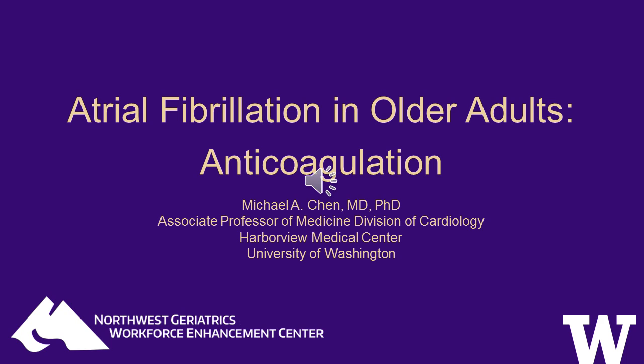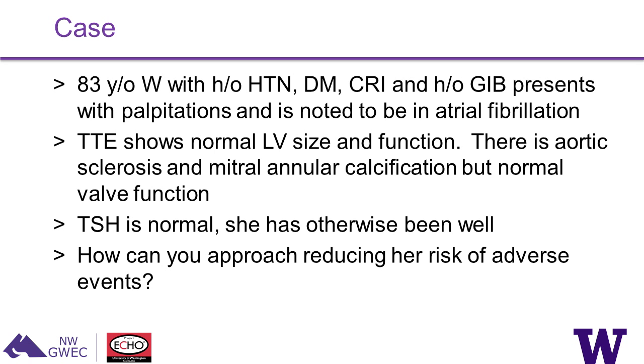Here's our case, an 83-year-old woman with a history of hypertension, diabetes, chronic renal insufficiency, and a history of a GI bleed, presents with palpitation and is noted to be in atrial fibrillation. She has a transthoracic echo, which shows normal LV size and function. There's aortic sclerosis and mitral annular calcification, but normal valve function, so her atrial fibrillation is not valvular. Her TSH is normal, and she's otherwise been well. How can you approach reducing her risk of adverse events?